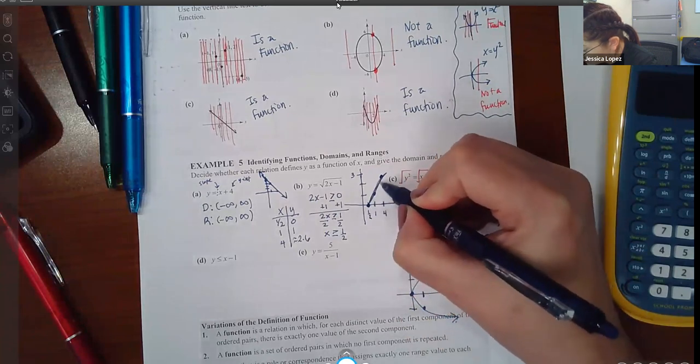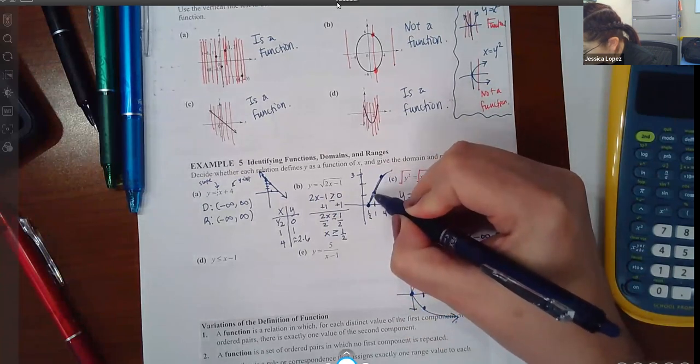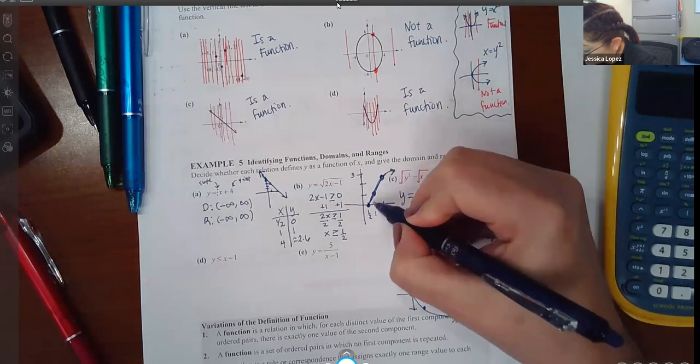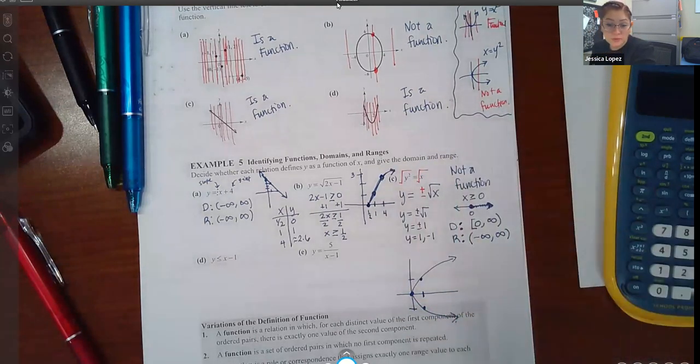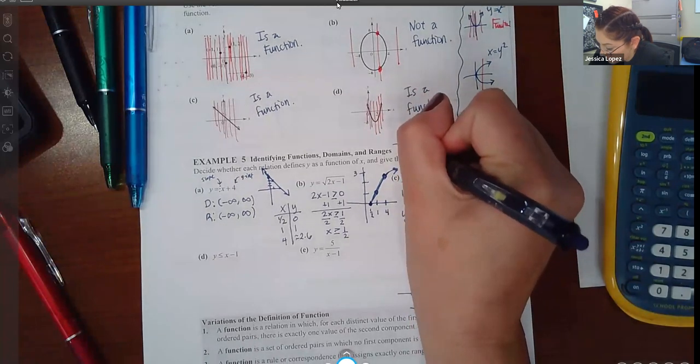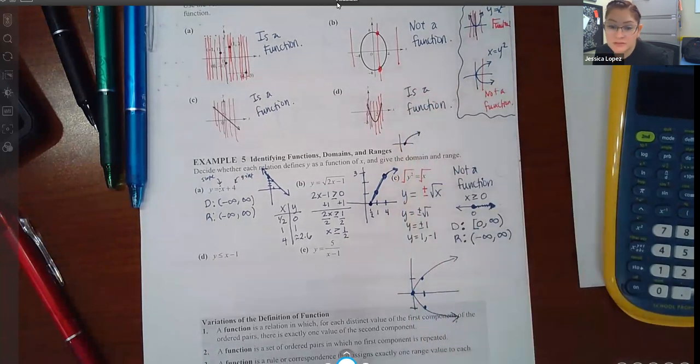I know I'm not using graph paper, so it doesn't look really, really nice. But it is going like this. If you had more points other than just 1/2, 1, and 4, you would be able to see better what it looks like. Okay. But it does look like this. If I had drawn it really pretty, it would have looked like that. Okay. And that's what a square root function should look like.